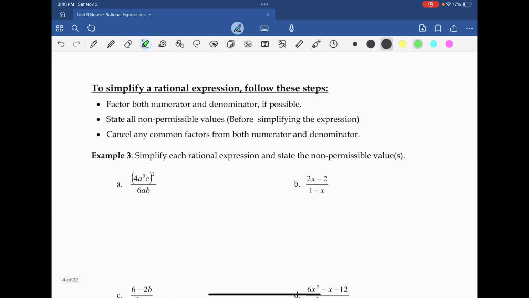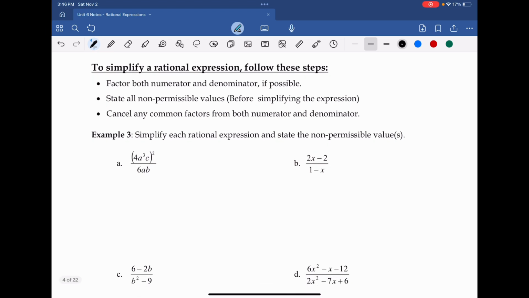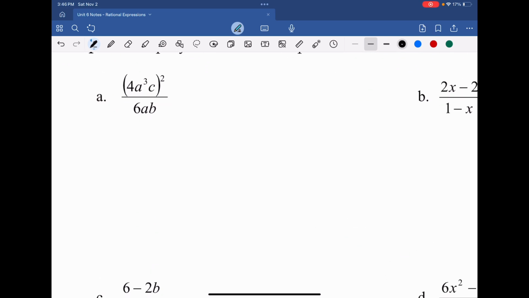Okay, let's move on to our next one here. So here's where we really formalize it and put it all together. To simplify a rational expression, we must follow the following steps, and we're going to follow these same three every single time. We're going to factor the numerator and denominator if possible, state the non-permissible values, then cancel any terms afterwards. So we'll always follow that same process. Let's do that for the first one here.